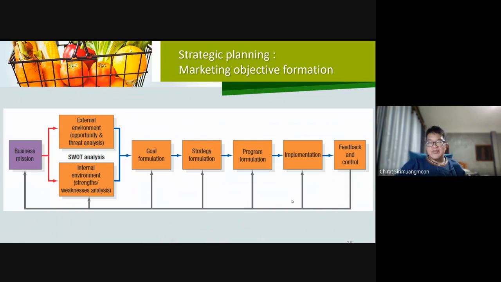Then strategic planning. Let's talk about marketing objective formation again. At first, we talked about how you need to have the business mission. Then you need to analyze yourself with the SWOT analysis. Then you need to set the goals and set strategies. Setting strategies, or strategy formation, is a step that you need to do two or three steps before. In this case, strategies should link directly to the goals. Then you can apply them to the other steps.